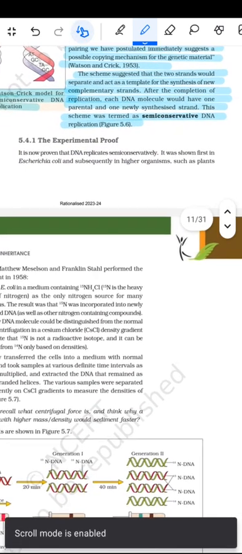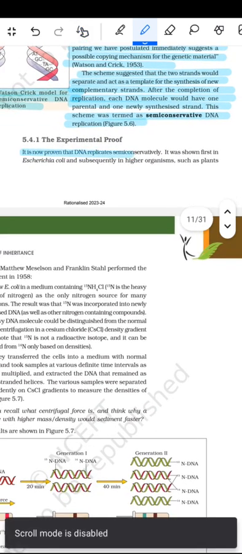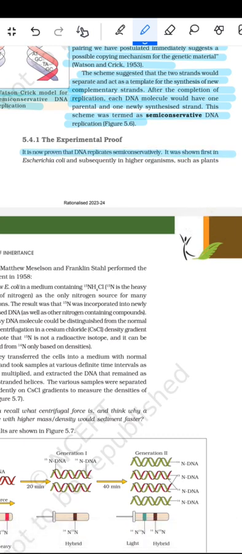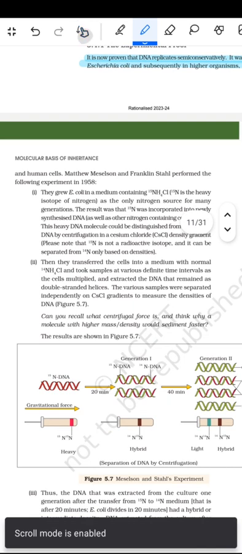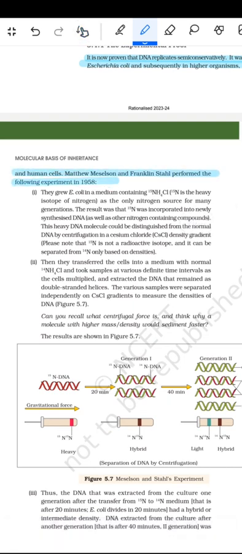After that comes the experimental proof that DNA replicates semiconservatively. It was shown first in E. coli and subsequently in higher organisms such as plant and human cells. Matthew Meselson and Franklin Stahl performed the following experiment in 1958. They grew E. coli in a medium containing 15NH4Cl, with 15N, the heavier isotope of nitrogen, as the only nitrogen source for many generations. The result was that 15N was incorporated into the newly synthesized DNA as well as other nitrogen-containing compounds.